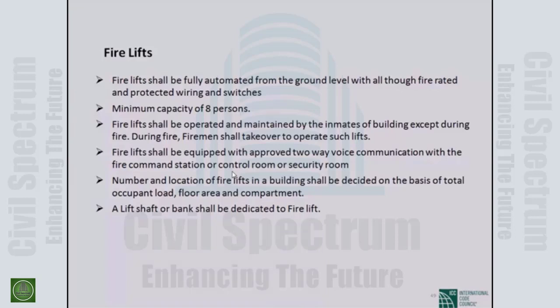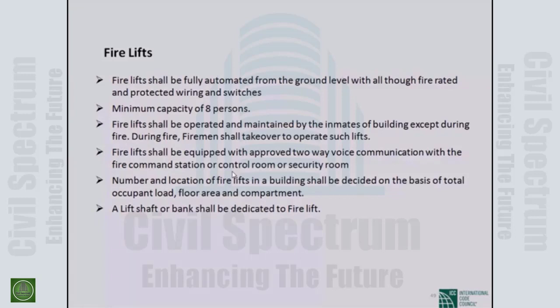There will be a smoke detector which will detect whether there is smoke or fire in the area or the floor, such that the lift, while moving with firemen, will not stop at that floor. So a fire lift must have this type of facility.